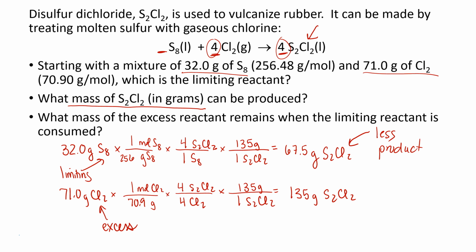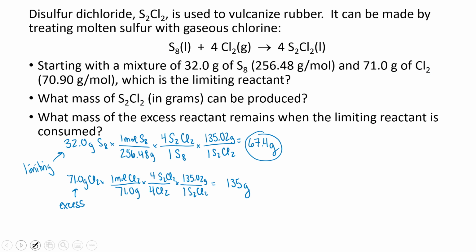So if we answer these first two questions, who's the limiting reactant? It's S8. How much product are we going to make? It's 67.5 grams, and our supporting work is shown below. And then that last question is how much excess remains? So I'm going to go to the next slide so I have a little more room here.